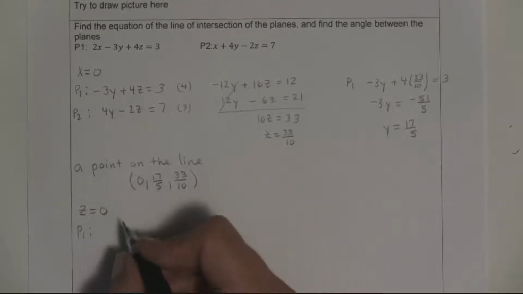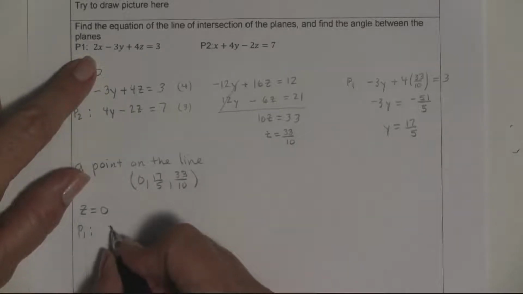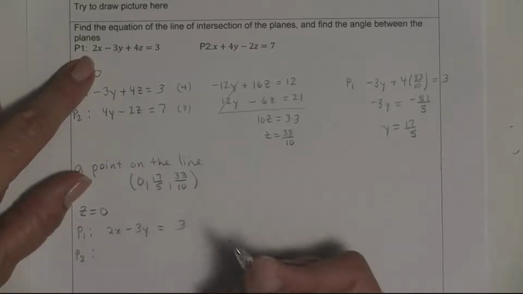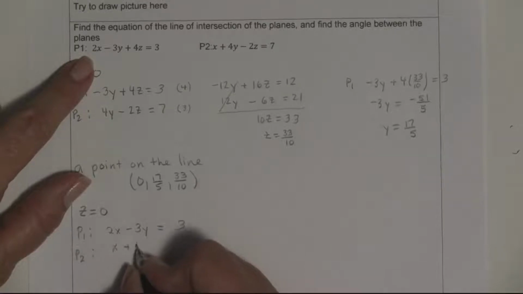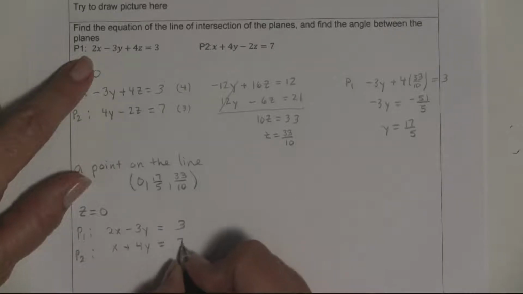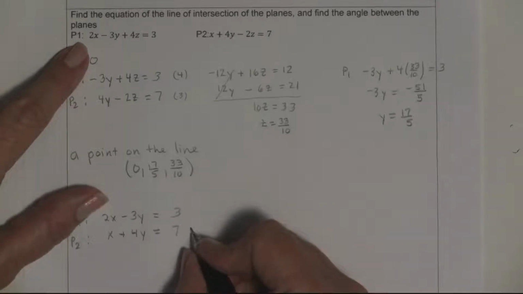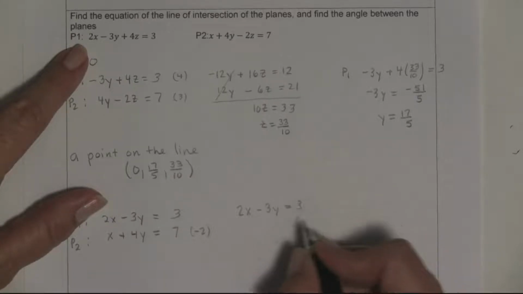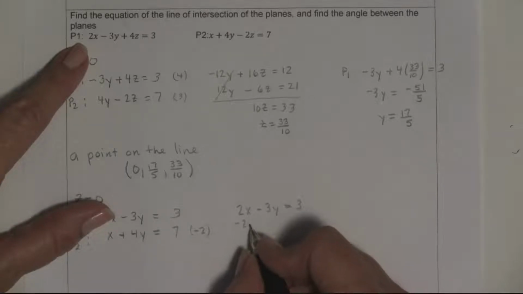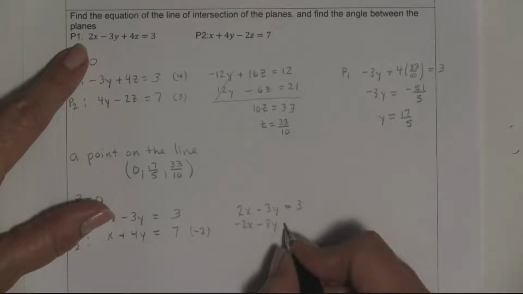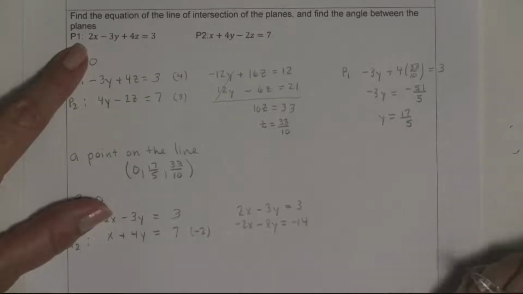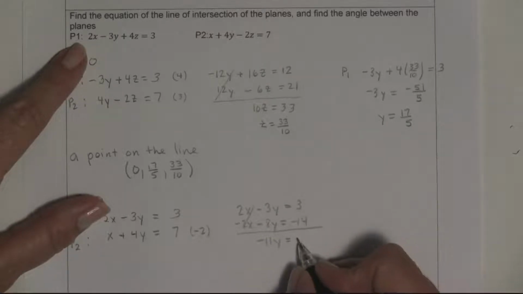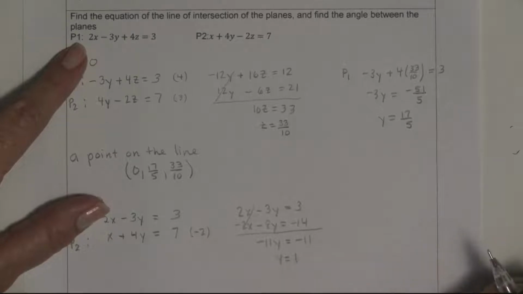So when z is 0, we get from plane 1, 2x minus 3y equals 3. And from plane 2, x plus 4y, because remember z is 0, equals 7. And I'm going to multiply here by negative 2. And I'm solving this system of equations. So when I multiply by negative 2, I get negative 2x minus 8y equals negative 14. And if you add these together, you get negative 11y equals negative 11, so that y equals 1.